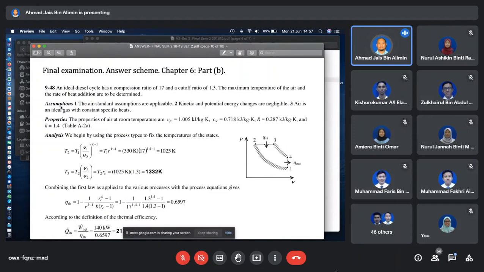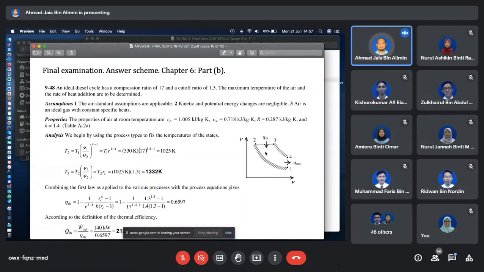For example, using the information given by the question, you can simply state 3 assumptions. The first one is that everything follows the air standard assumptions, then you can neglect the kinetic and potential energies, and thirdly, you are using the ideal gas equation of state with specific heat values. So these are the assumptions. Just put this down on your answer script, and you will get at least 1 mark.